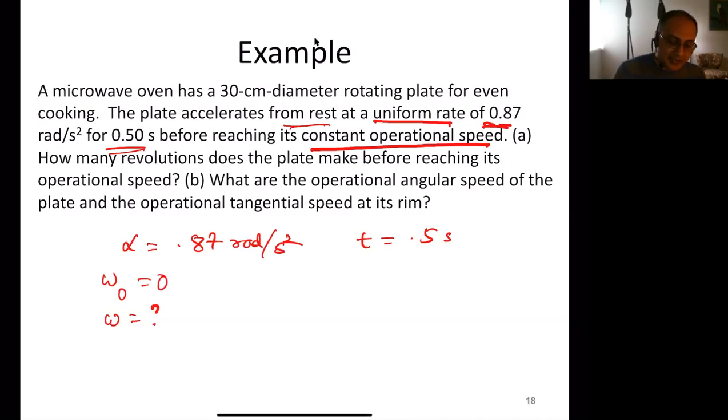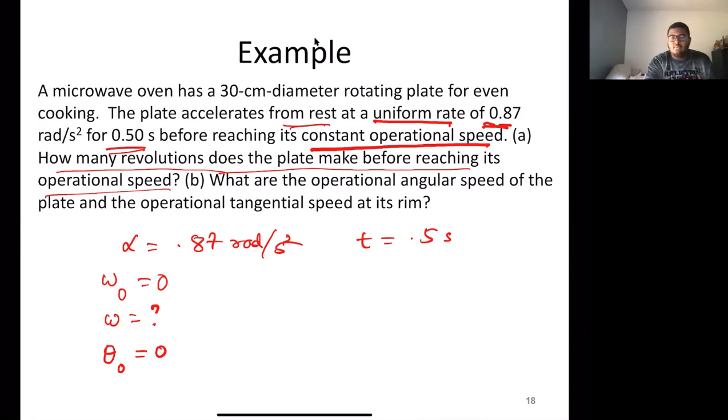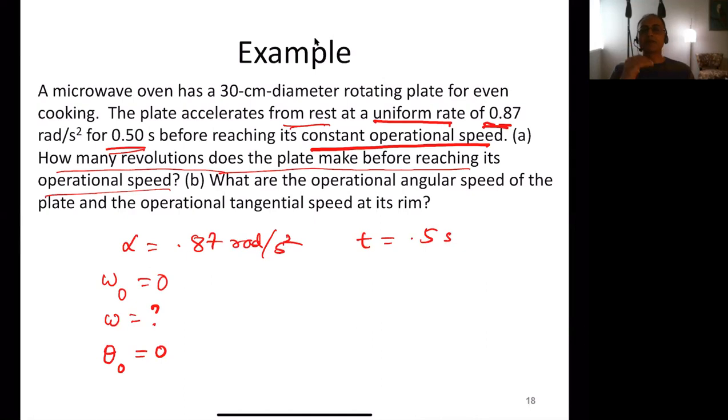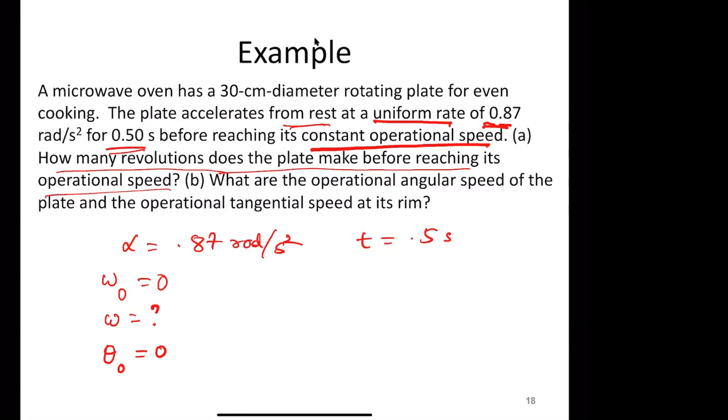We can always assume that it's starting from an initial angular position of 0, so we can take theta naught to be 0. And which quantity are we looking for over here? How many revolutions does the plate make before reaching its operational speed? So what quantity are we looking for there? Are we looking for a final theta? Yes, we are looking for a final theta, but they don't want the theta in radians. They want us to convert it into the number of full revolutions, right? But that conversion is not a problem at all, because how many radians is one full revolution? 2 pi. Exactly, 2 pi.